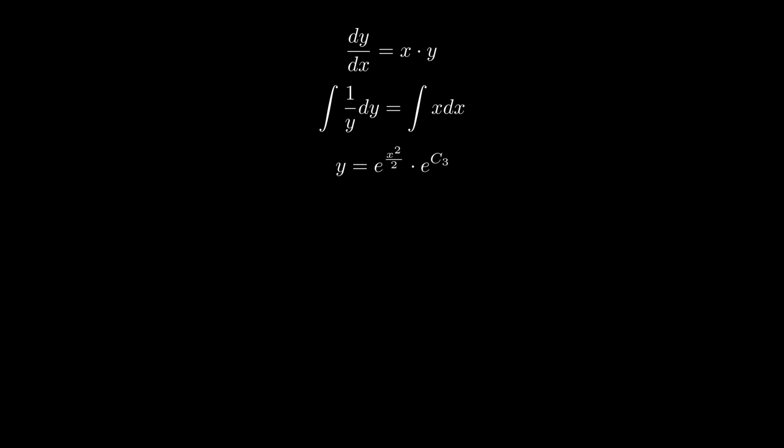And e to the c3 is again a constant, so we can rewrite it as a new constant. And generally we want to rewrite it as a one letter constant like a, just because it looks nicer than c sub 4 multiplied by e to the x squared over 2. And now we can rewrite it again as y equal a e to the x squared over 2. And that is our general solution to this differential equation.